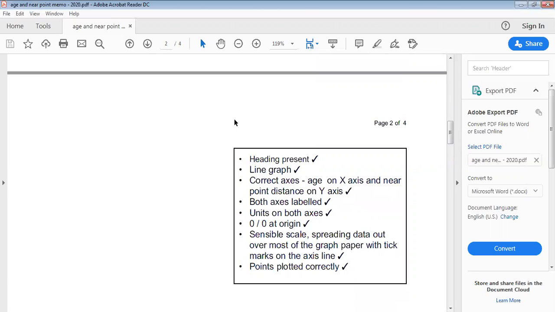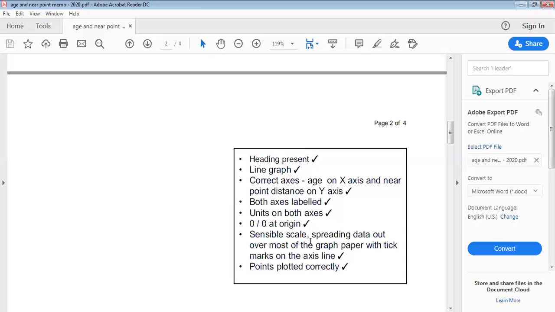So the graph should have been a line graph because that best shows the trend of increase in near point with increasing age. I hope that you did a line graph. Remember that a line graph can only be used for continuous quantitative information on both axes.